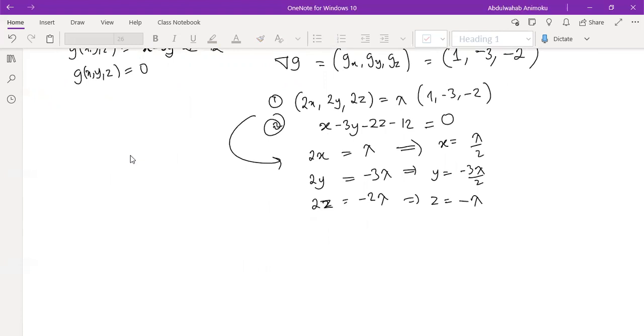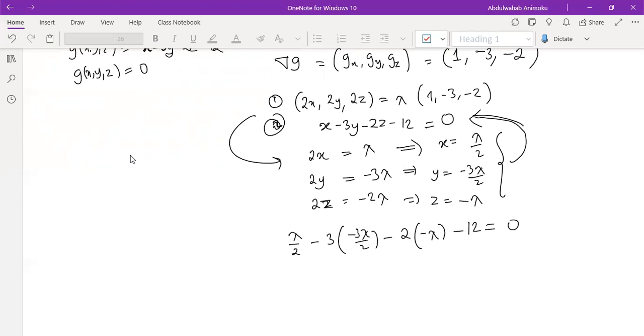So this is why we have equation 2. We now need to substitute this x, y, z, so use this and substitute them into this equation 2. Because x is lambda over 2, we have lambda over 2 minus 3 times y. What is y? Minus 3 lambda over 2. Then minus 2z, z is minus lambda, minus 12 equal to 0. So we need to now solve this for lambda. And once we get the value for lambda, we now substitute back into this for x, y, z. I think it's quite interesting, right, when you look at it.